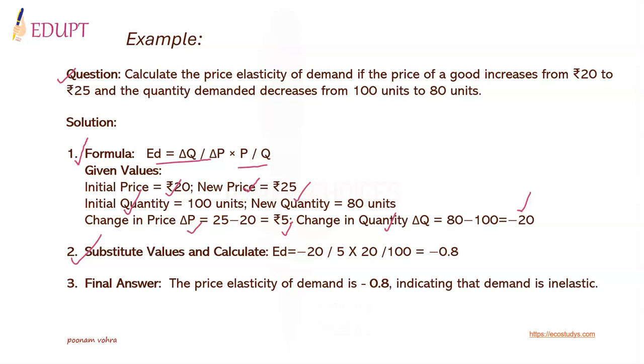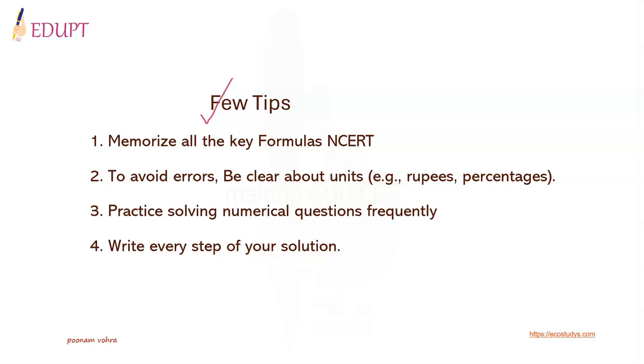Elasticity of demand is delta Q, that is minus 20, by delta P, which is 5, multiplied by original price divided by original quantity, which is 20 divided by 100. After calculating this, one gets minus 0.8. Now don't leave it till here. Write down the interpretation clearly, like this. The final answer is the price elasticity of demand is minus 0.8, indicating that demand is inelastic. That will complete the numerical example.